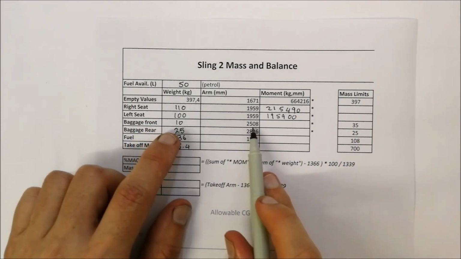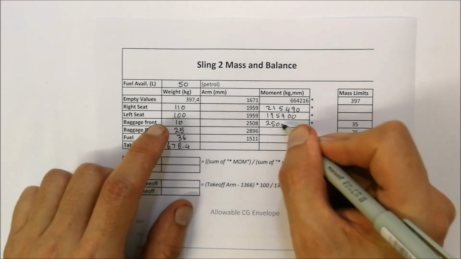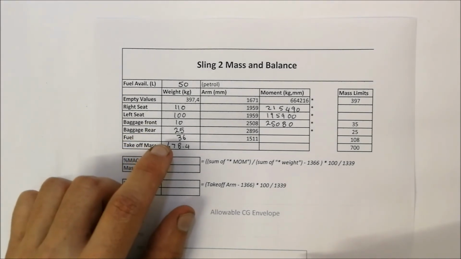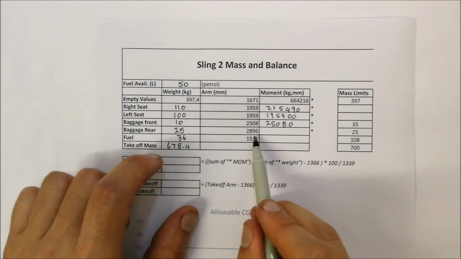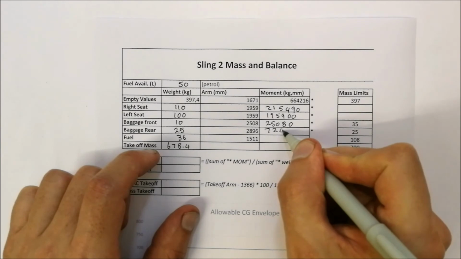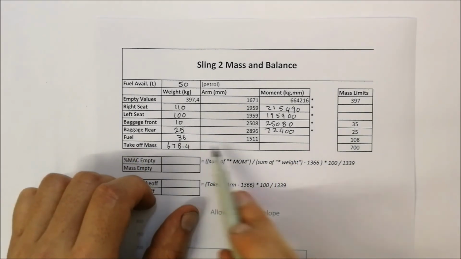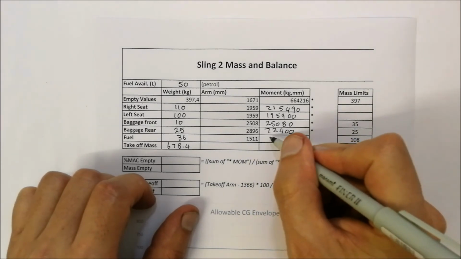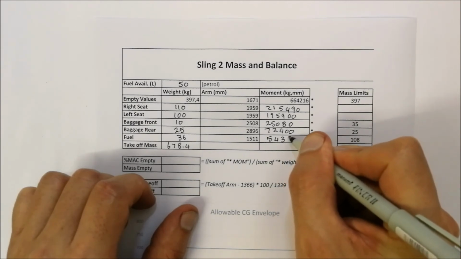10 multiplied by 2508 is equal to 25080. Then we've got the rear luggage, which is 25, multiply that by 2896, and we get 72400. And then we're going to say 36 multiplied by 1511, and we're going to be getting a value of 54396.